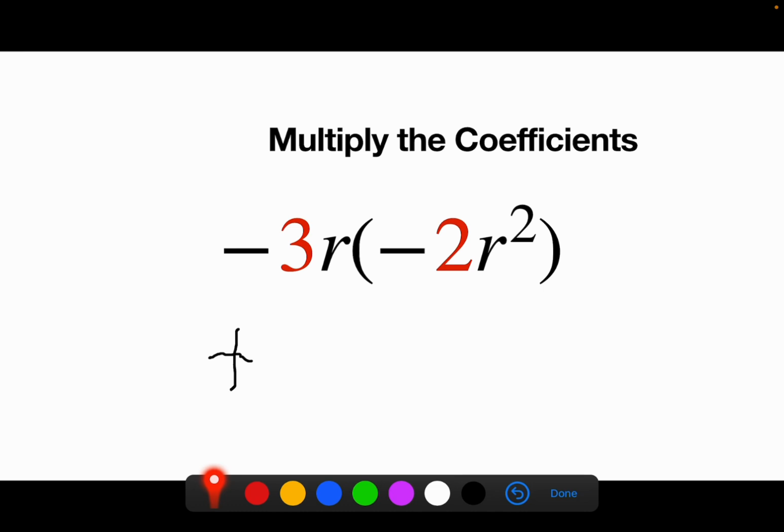What we're going to do now is look at multiplying the coefficients. The coefficient is just the number. It's not 3r, it's not 2r. It's called a coefficient because it's next to a variable, but it's only referring to the number. So here we look at 3 times 2. 3 times 2 is 6.